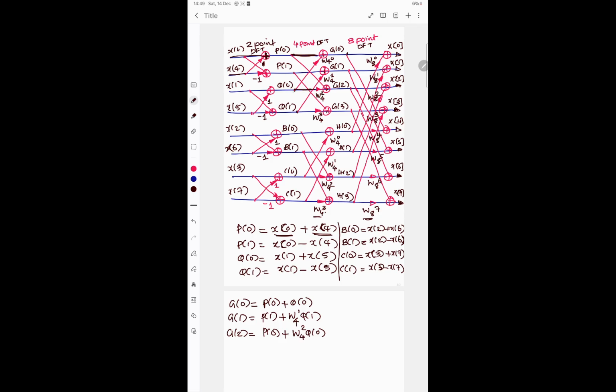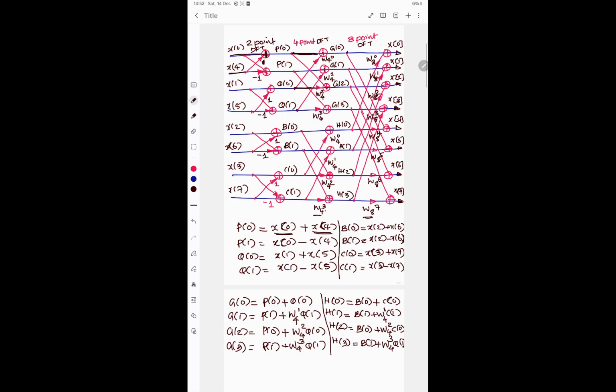So here, P0 is direct, whereas Q0 is multiplied by W4 square, which is again another trivial factor whose values can be obtained directly from the table. So this will give you G2, that is equal to P0 direct plus W4 square times Q0. G3 is obtained by P1 plus W4 to the power 3 Q1. Again, the factor W4 we can find out from the table.